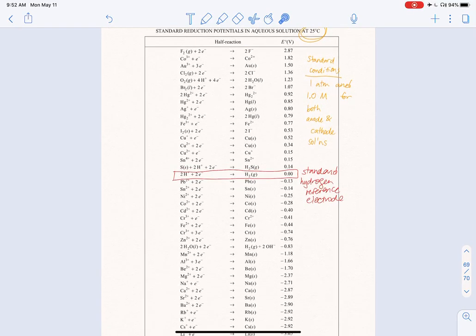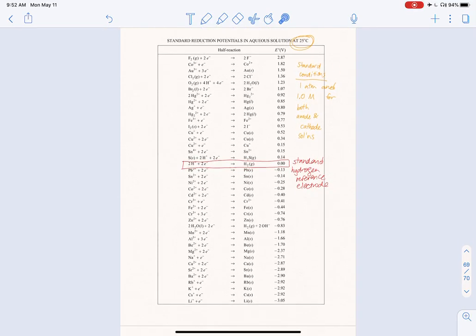Okay, so I'll just show you the whole table. And in the next lecture, what we'll do is we'll do a couple of examples where we use this table to calculate electrochemical cell potentials for different reactions.